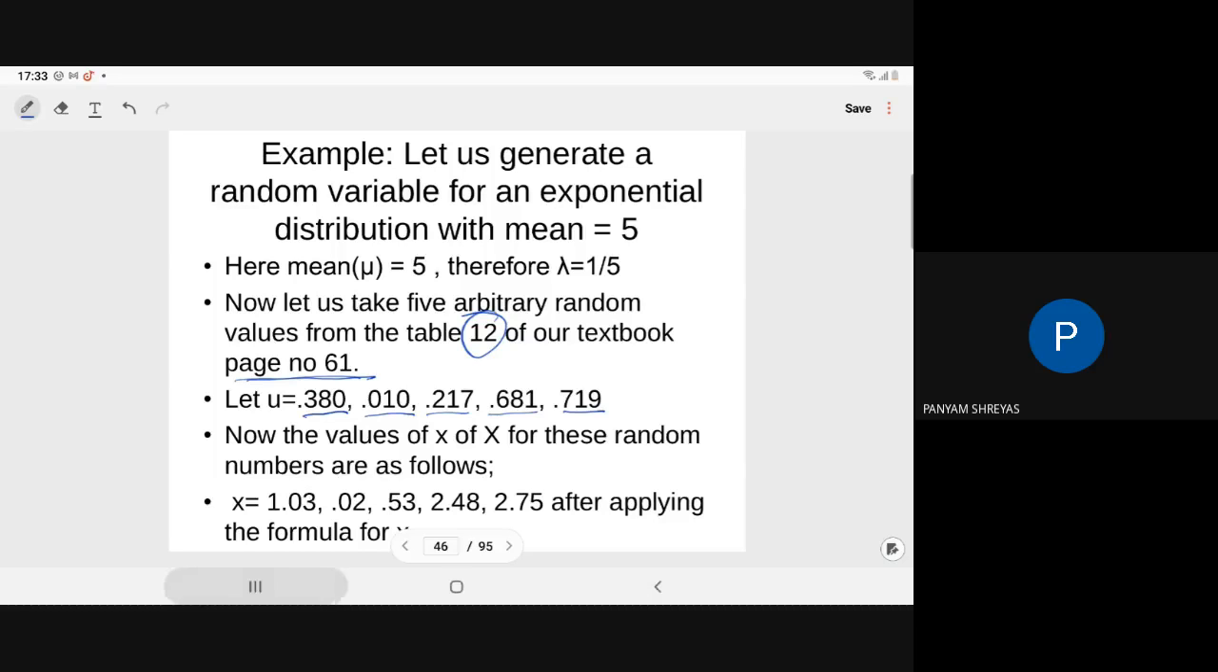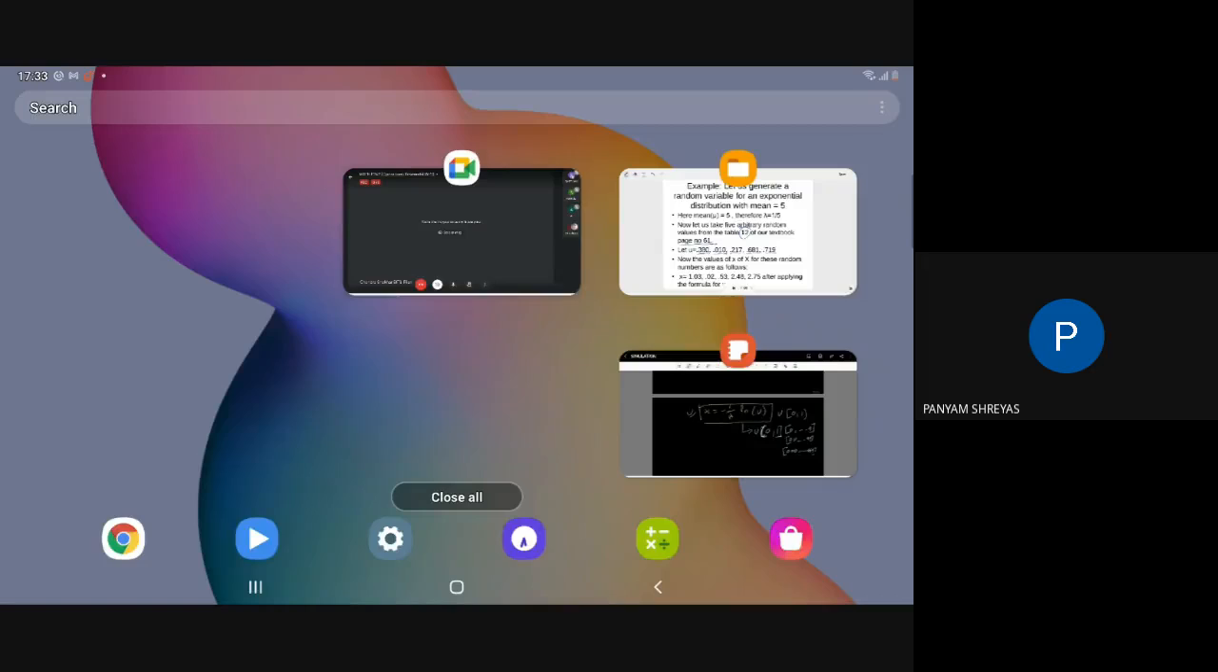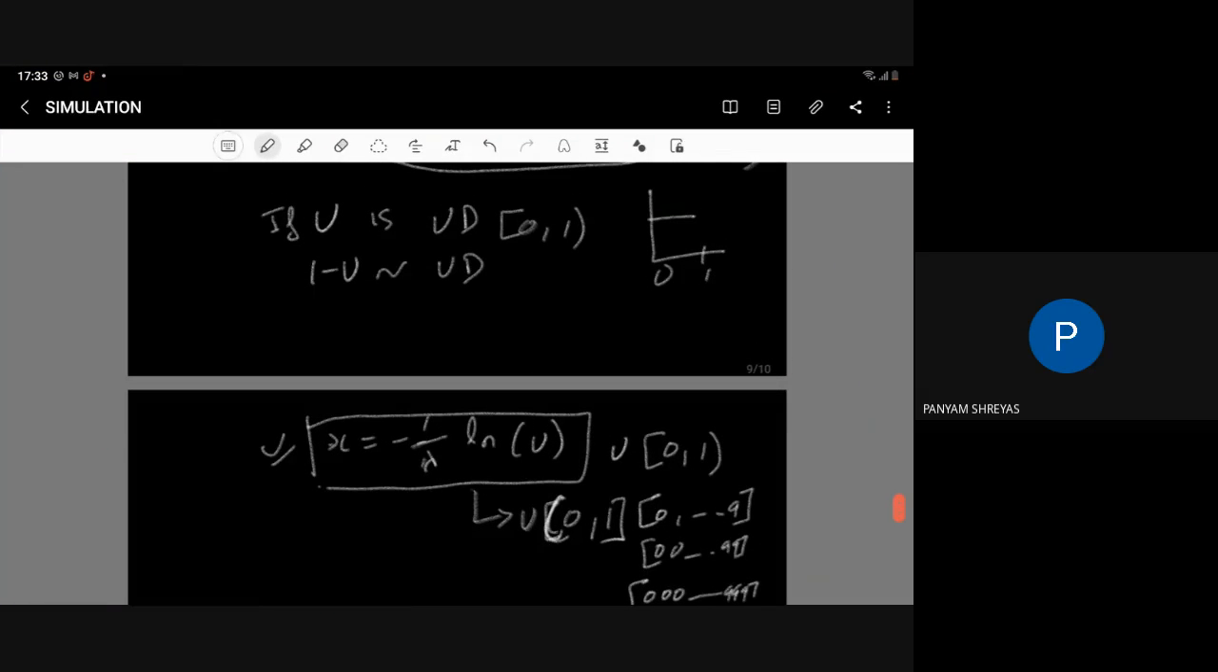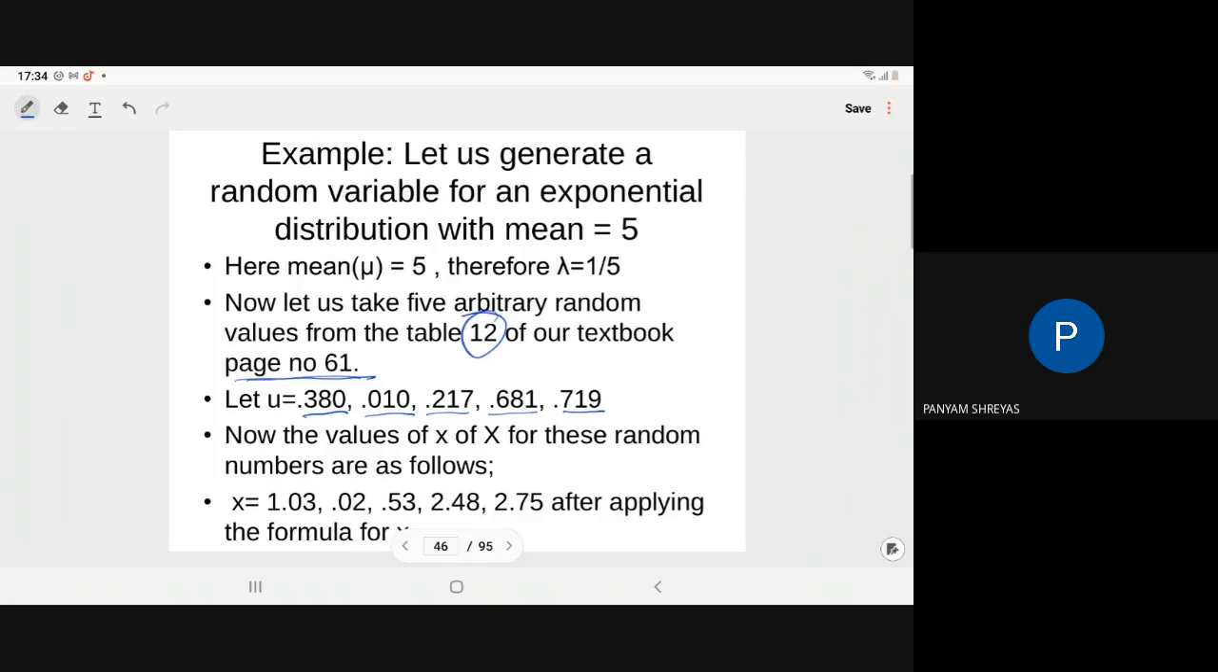So when we put this value, you can use either formula of these two, but for all the 5 values, you have to use the same one. Right? So naturally, you will get different x values or exponential variates, corresponding to the given set of random numbers. But you cannot mix both formulas. Right? So it is given to you. The corresponding values will come 1.03, 0.02, 0.53, 2.48, 2.75.